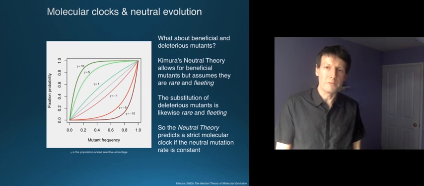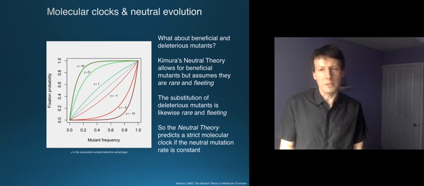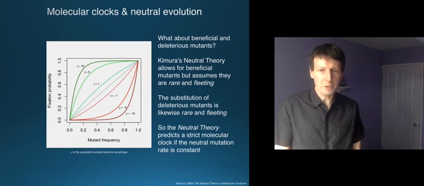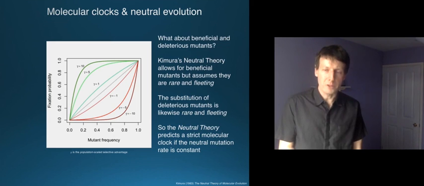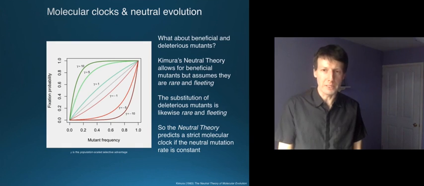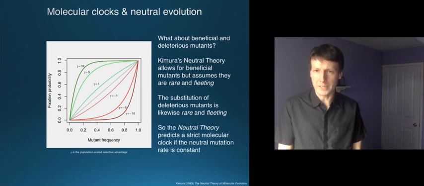Likewise, the substitution of deleterious mutants is assumed to be rare and fleeting, and that's because, like beneficial mutations, their trajectory to fixation or loss is expected to be quicker than for neutral mutations. And in this particular case, although deleterious mutations are not likely to be rare in terms of their origin, because if organisms are already well adapted, then it's quite likely that any mutation will be deleterious, the substitution of those mutations is very unlikely, and for that reason, substitution of deleterious mutations is rare.